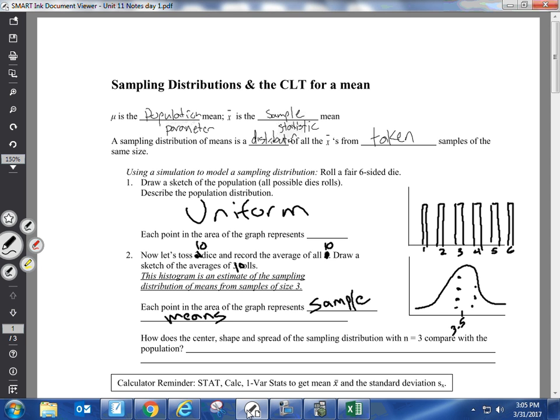This is the distribution of X bar. How does the center, shape, and spread of the sampling distribution with n equals 10 compare with the population? It's completely different. But the center ends up being the same. The shape is different. The shape is normal. And the spread has shrunk as well.